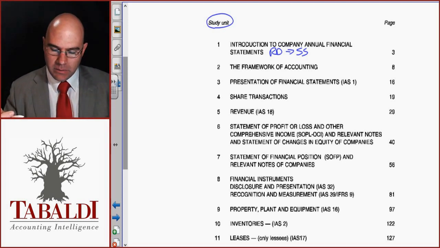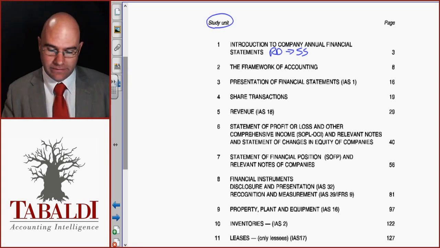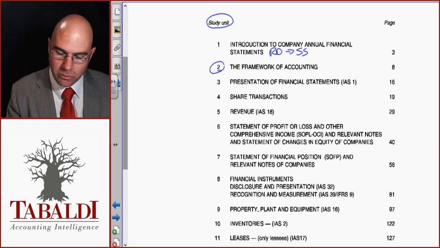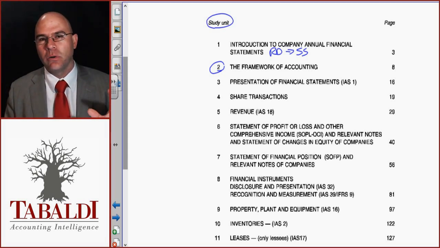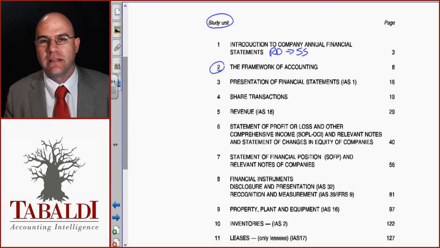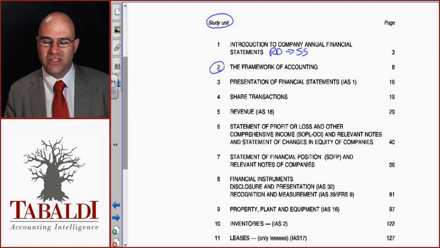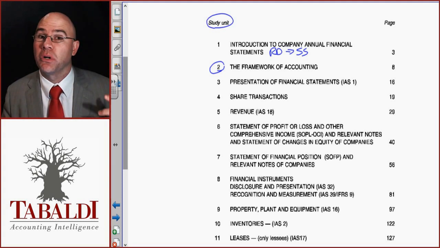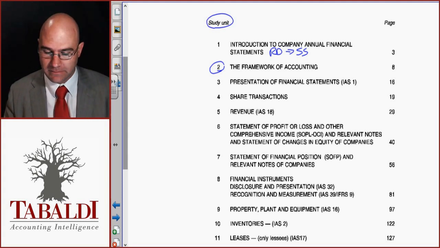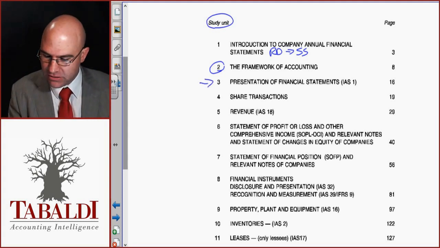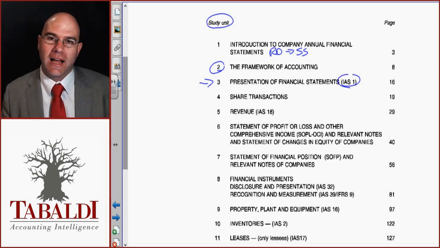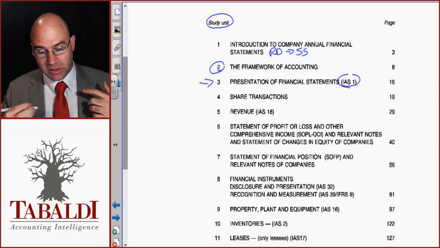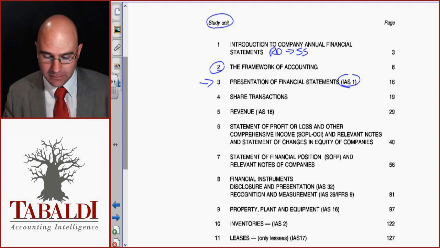Then we move on and you'll see some of these look a little familiar. We have the framework of accounting, the framework for financial reporting, and we're building on what you did in FAC1601. Here I'm going to ask you to do a little bit of thinking, and maybe even do a question or two to get a feel for it. Then your presentation of financial statements, IS1, very similar, but I know you were very light on that in FAC1601, so we're going to expand and go through that in a bit more detail.